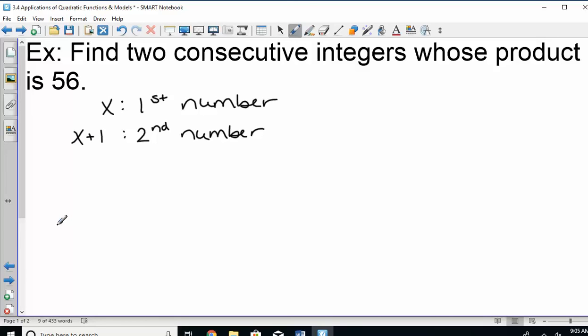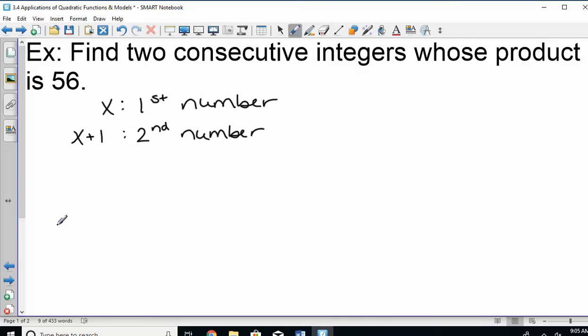What if I'd said consecutive odd? Give me an odd number. 7. 1, 7. Okay, so if you're at 1, what's the next odd number? 3. How much do you have to add? 2. Yes, even if it's consecutive odd, you're still going to add 2.